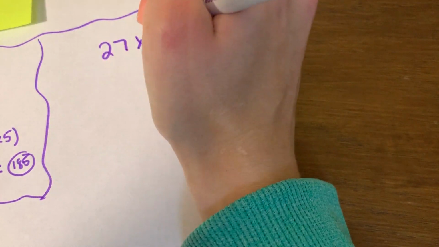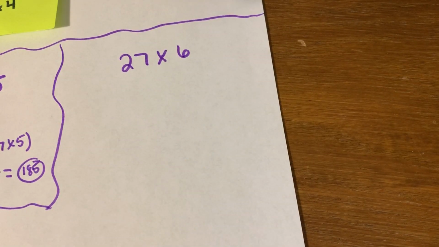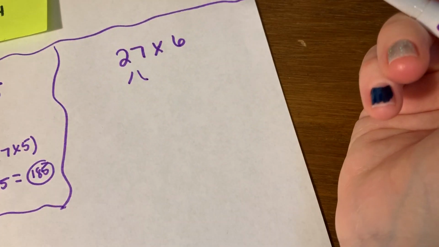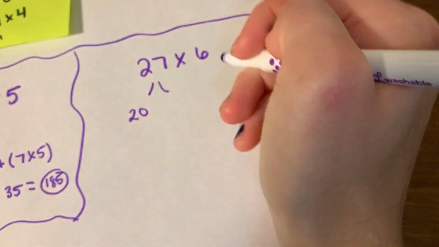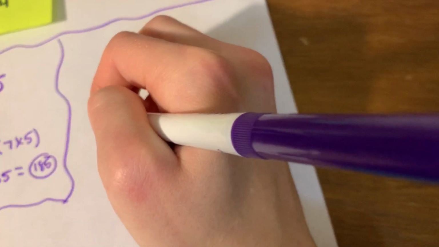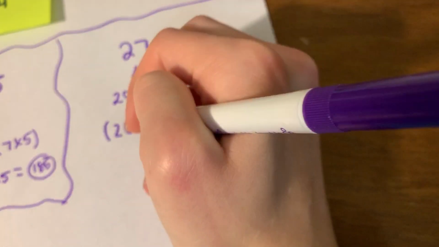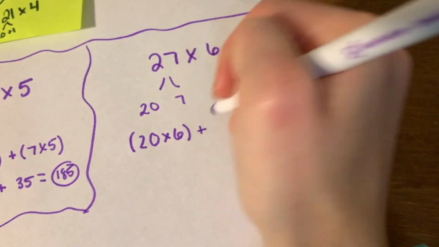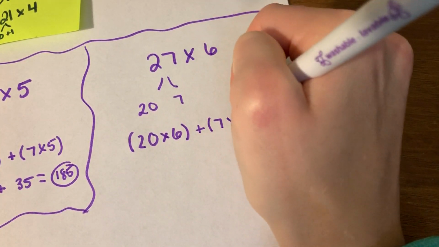Okay, let's go ahead and try another one. So let's go ahead and do, you can go ahead and go for 27 times 6. Go ahead and try that one using the distributive property, aka partial products. All right, so 20 and 7, all right. 20 times 6 plus 7 times 6.